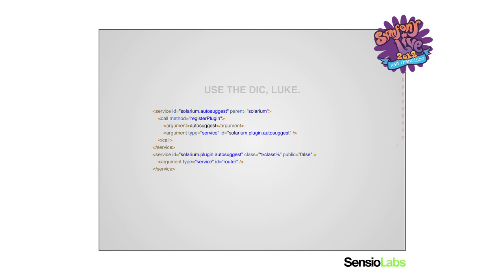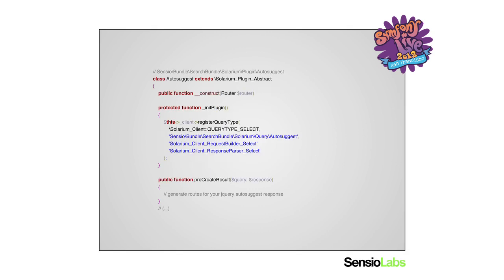So I get back the Solarium results. I register a new plugin, which is a service defined under, and this service has a dependency, let's say, on the router service. And inside my plugin, what I'm going to do is overload the actual query. So instead of using the Solarium query, I will use my own query on my bundle.